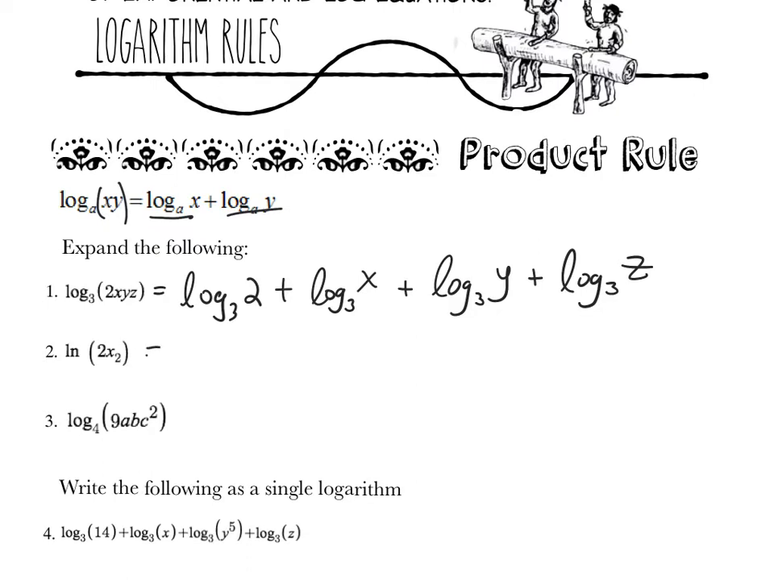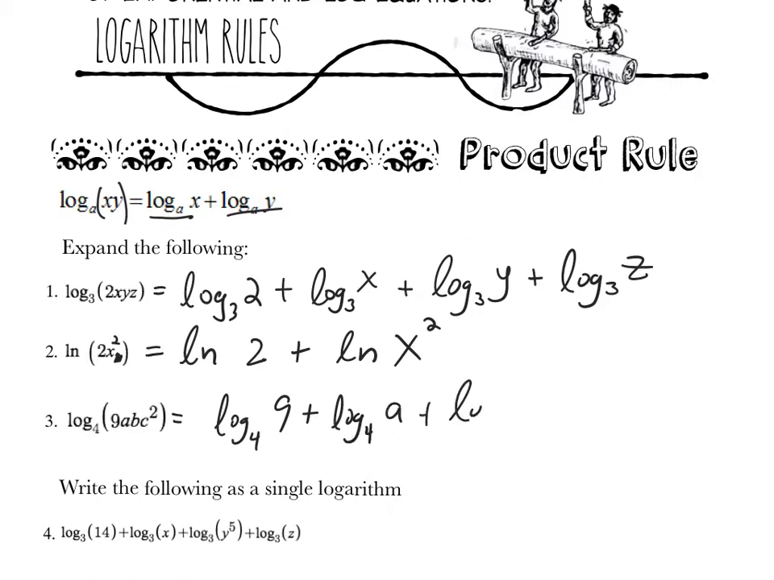If we did number 2, this one's a little bit less of an expansion, but we have the natural log of 2 plus the natural log of x. It's supposed to be squared. We went subscript instead of superscript. And then the last one, log base 4 of 9 combined with log base 4 of a, log base 4 of b, plus log base 4 of c squared.